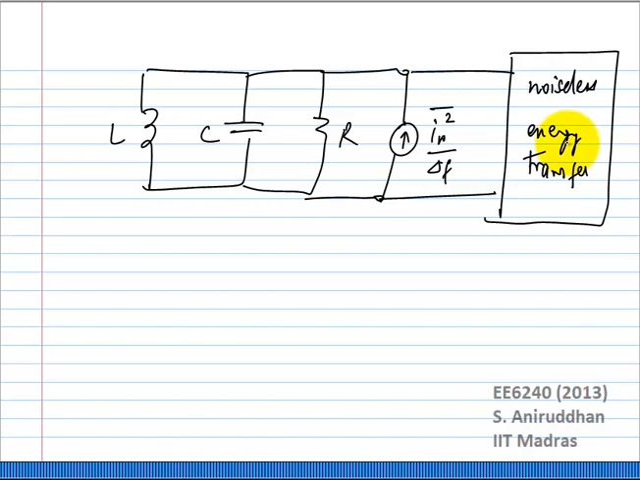In fact, to start off, we will assume that I_N squared by delta F comes completely from thermal noise. It could be thermal noise from the transistors, it could be thermal noise from the resistors, but we'll just say it's thermal noise. We will look at other effects later. And the noiseless energy transfer happens from the other block. So now, how would you analyze this particular network for noise?